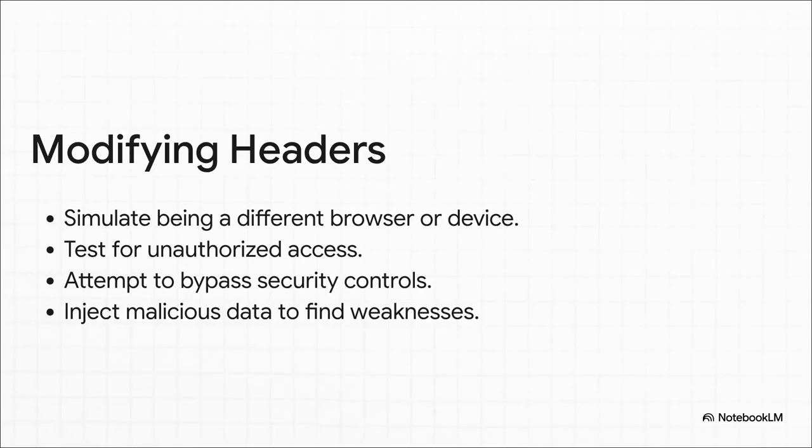So why on earth would they do that? Well, by changing these headers, a pen tester can pretend to be a different device. They can see if they can access things they really shouldn't be able to, try to sneak past security rules, or even inject bad code to see if an application is vulnerable. It's basically like being able to rewrite a letter after it's been sent, but before it's delivered.